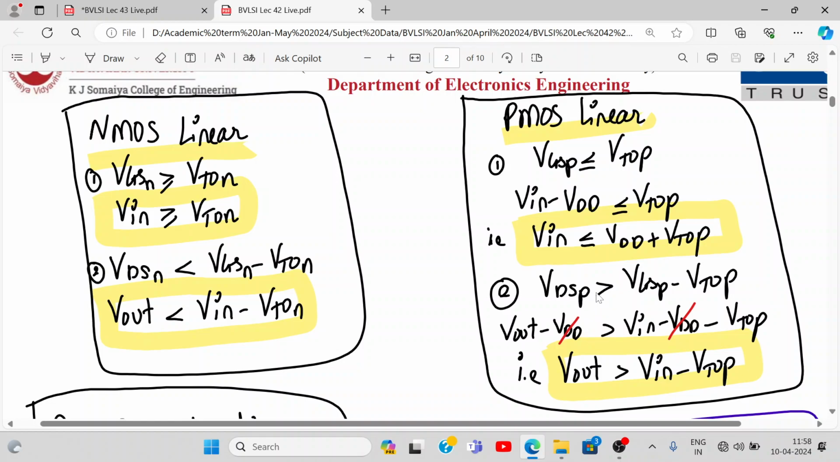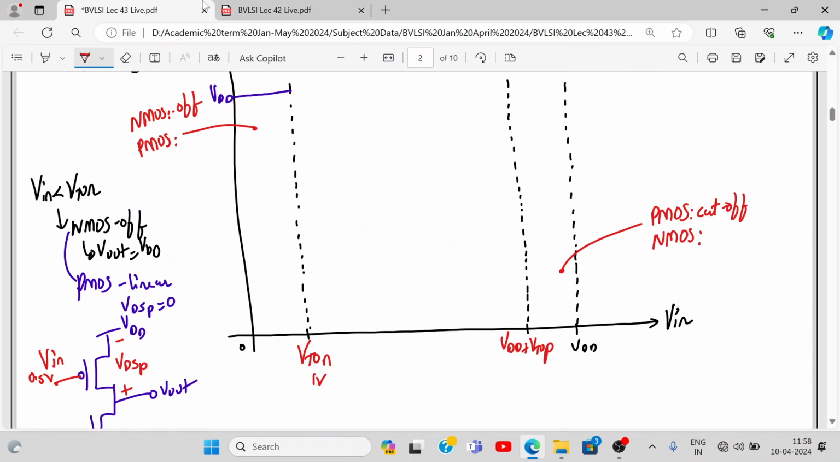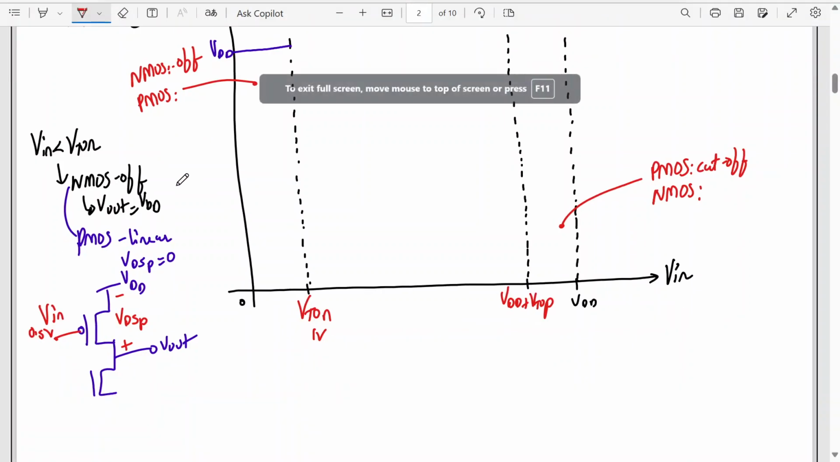So VDSP is greater than VGSP minus VTOP, right? Definitely over here. So that's why it is in the linear region. So here PMOS will be in the linear region. Understanding? Now, then what happens next? आगे क्या होता है? What will happen next?